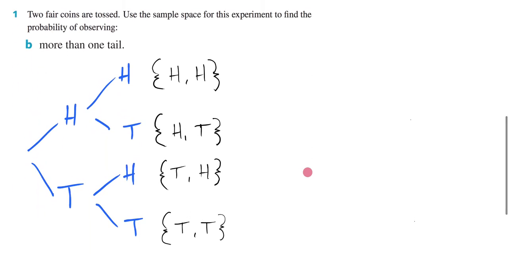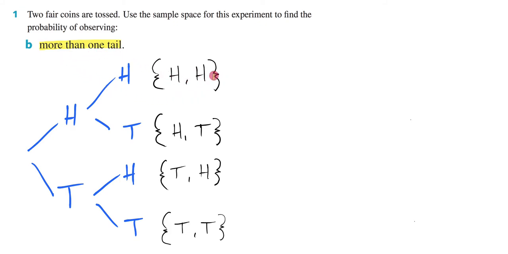Let's now go to my second part of the question. So here, again, we're still in question 1, but now B. So we've flipped a fair coin twice, but now we want to find the probability of getting more than 1 tail. So I've already done my tree diagram and listed out all the elements of my sample space, and we're trying to figure out when do I get more than 1 tail.